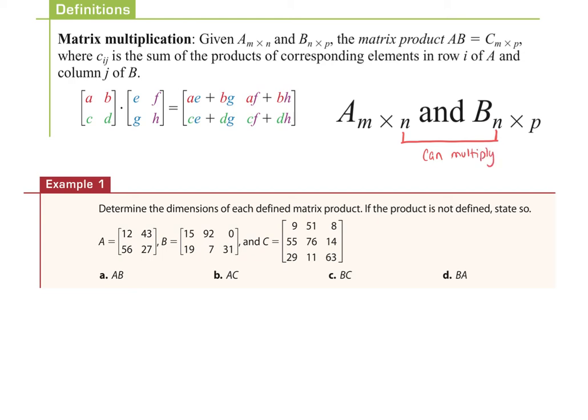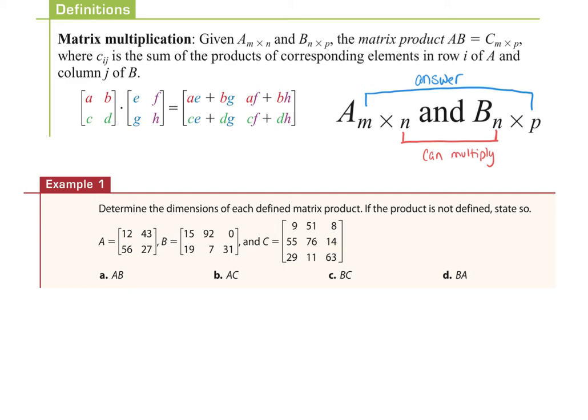Now, the rows of your first and the columns of your second are the dimensions of your answer. So your answer will have the number of rows from your first and the number of columns from your second, all right? So the first step is to check, can I multiply? The second is to see what your answer is going to be.